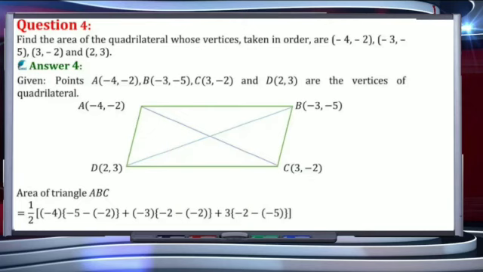Question number 4 is find the area of the quadrilateral whose vertices taken in order are -4, -2, -3, -5, 3, -2 and 2, 3. So let us consider these four as the vertices A, B, C and D taken in order. So we have two ways to do this.